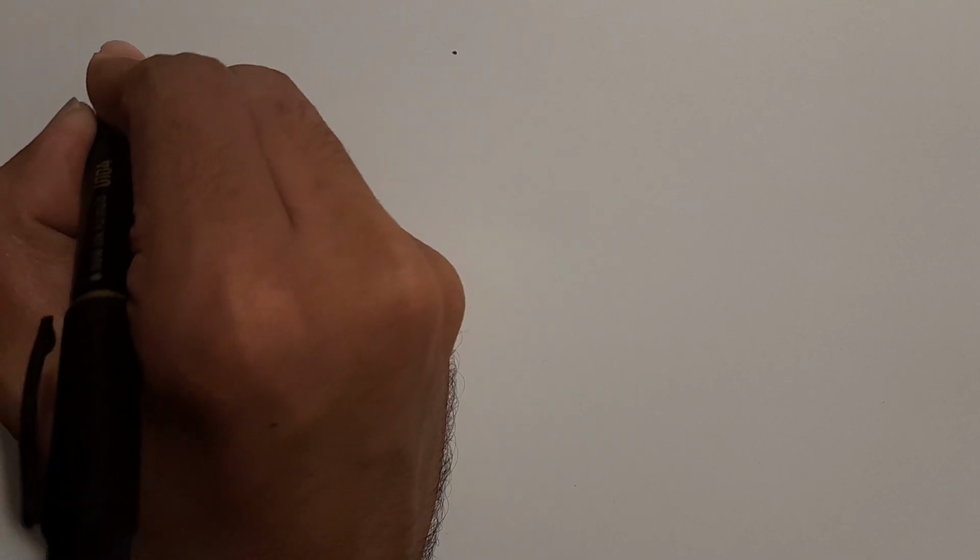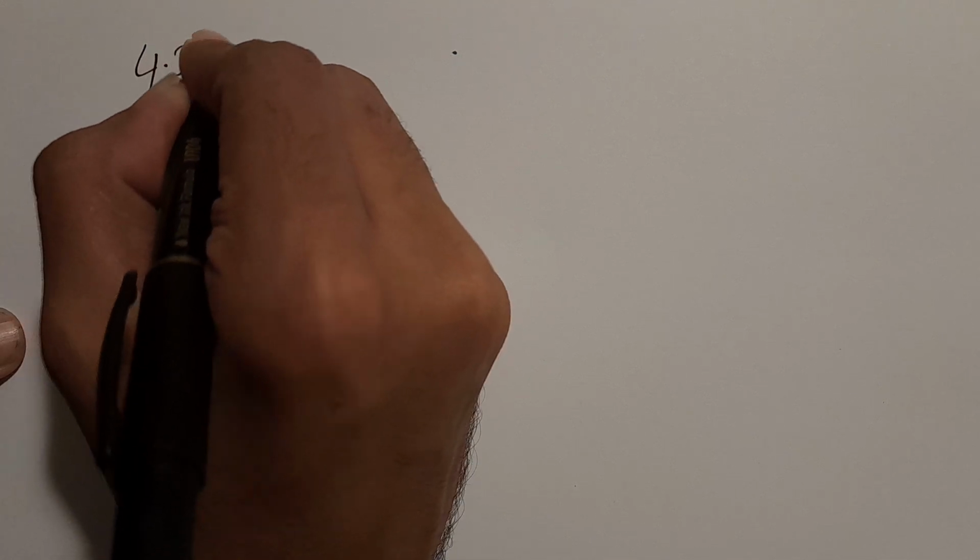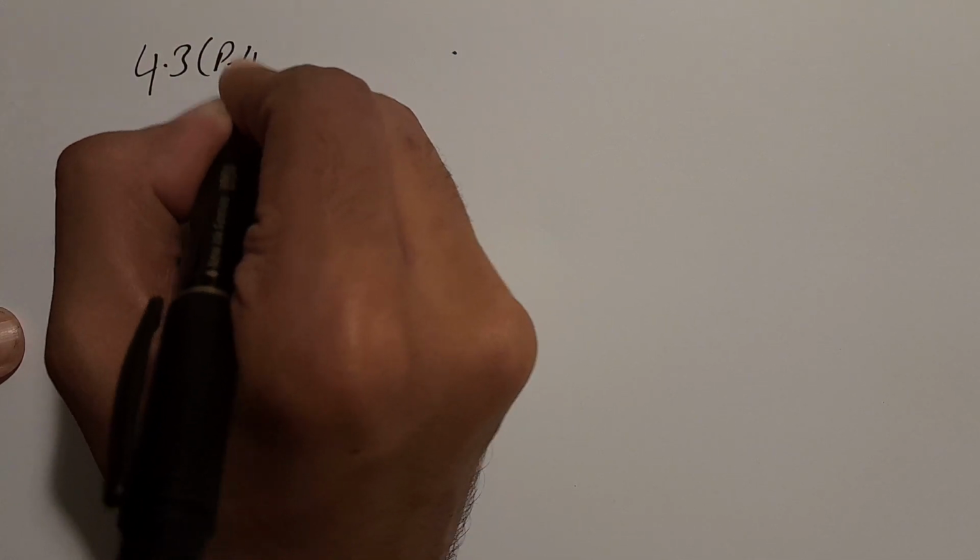So today I'll be explaining pie charts. As I've already explained in previous videos regarding bar charts and compound bar charts, today we will be doing pie charts. So what is a pie chart? You will write 4.3 part 4.